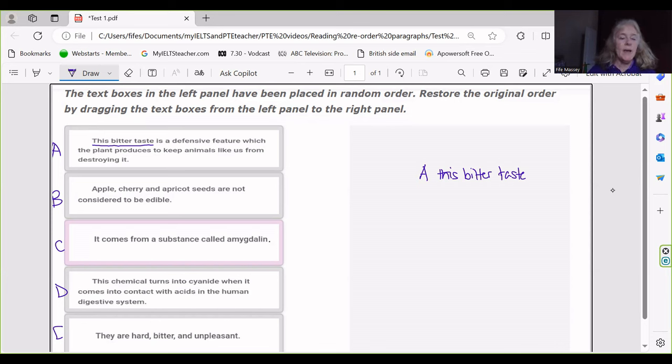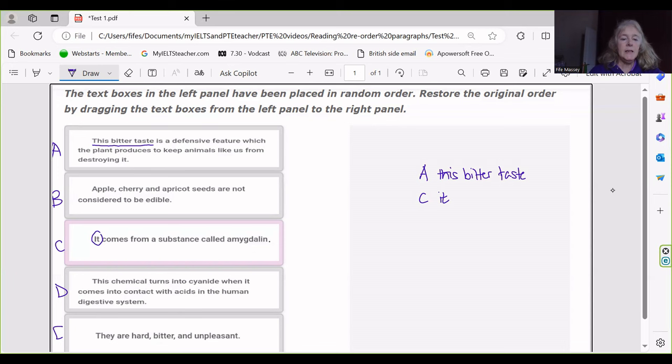Okay, so A eliminated. B, apple, cherry, and apricot seeds are not considered to be edible. Can't really find a good reason to eliminate it at the moment, so I'm going to leave it there and move on to the next one. C, it comes from a substance. I'm going to stop already. It. What is it? I don't even have to read the rest of the sentence to know that this one can't be first. So I've eliminated C because of the word it. I don't know what it is.